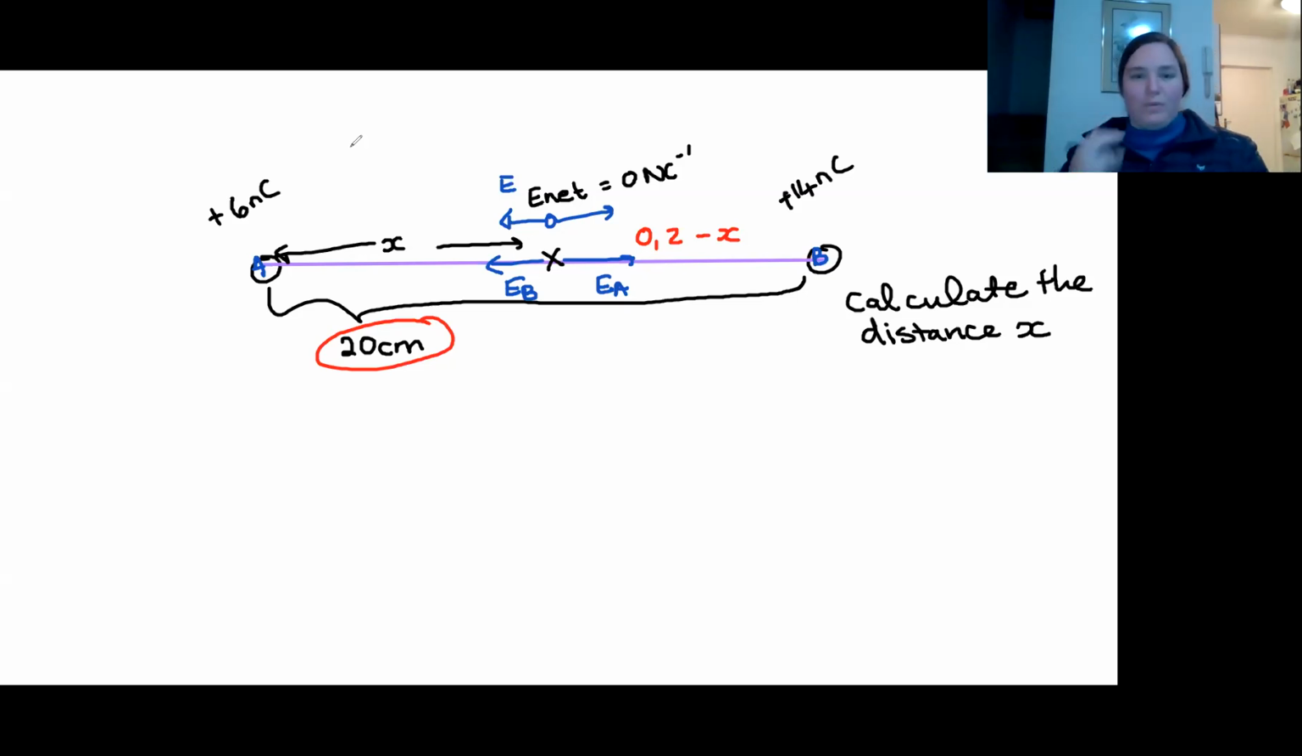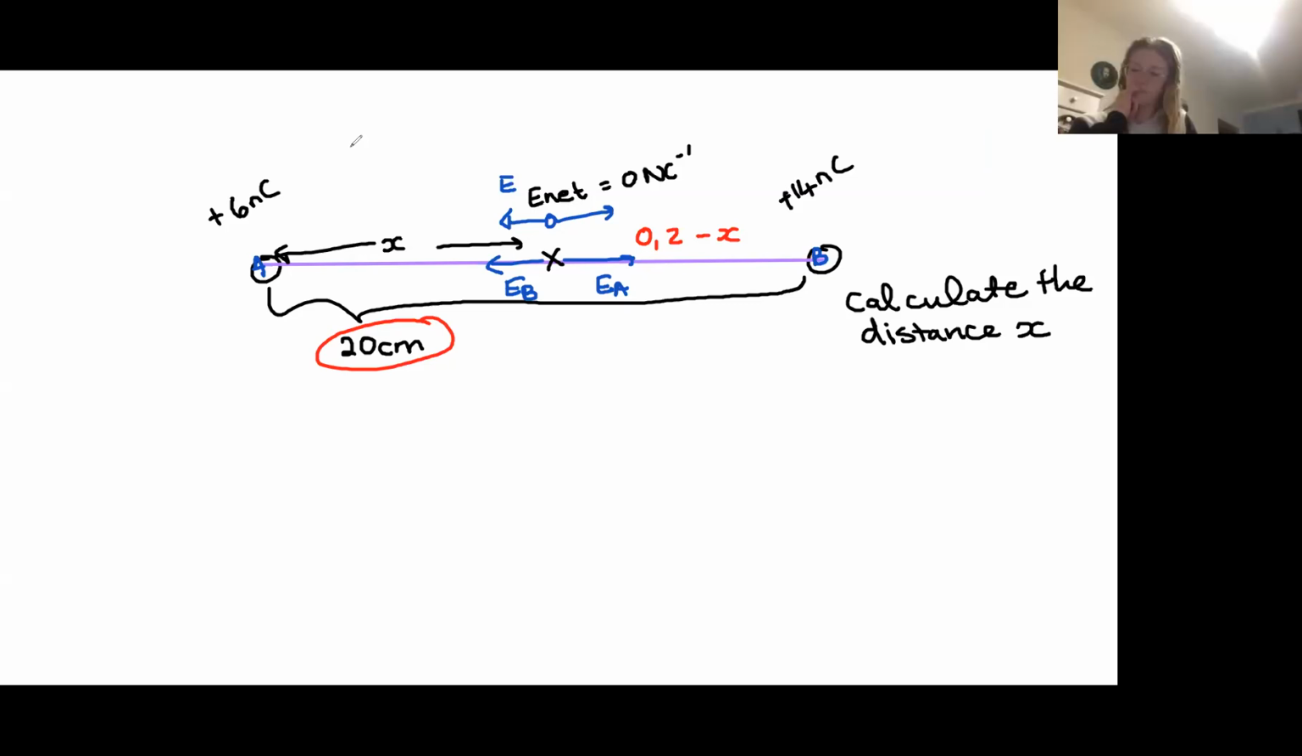Okay, I'm having a problem here because I'm getting answers that don't make sense. Has anyone got an answer that does make sense?